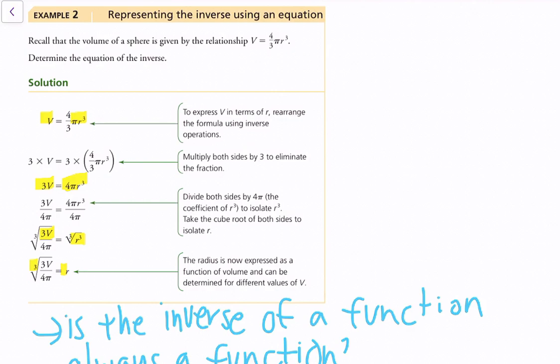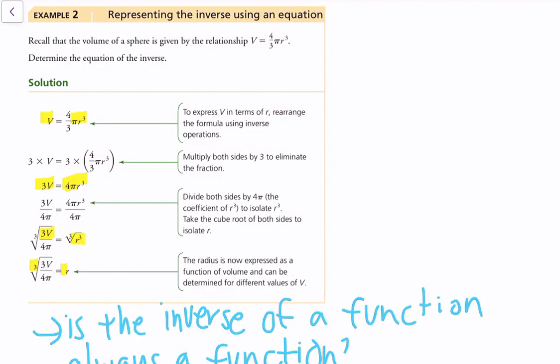So here we're multiplying everything by 3, getting rid of the denominator that way, and now we're left with 3V is equal to 4 pi r cubed. Now we're going to get rid of the 4 pi, and we're isolating for r cubed. So once we divide everything by 4 pi, we're left with 3V over 4 pi is equal to r cubed.